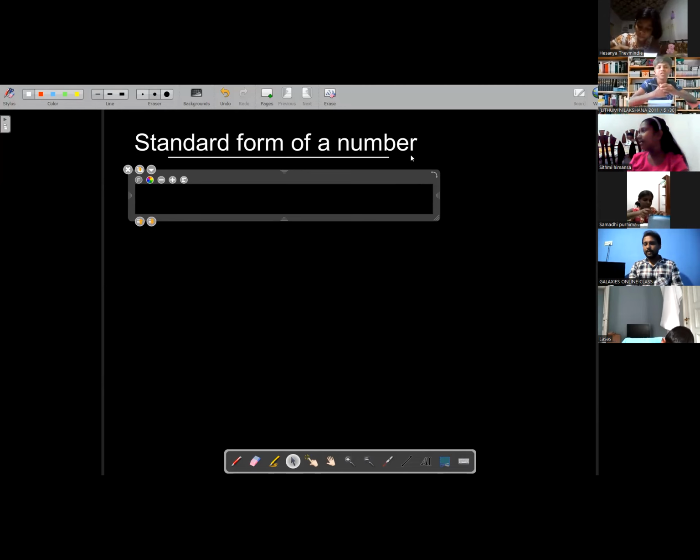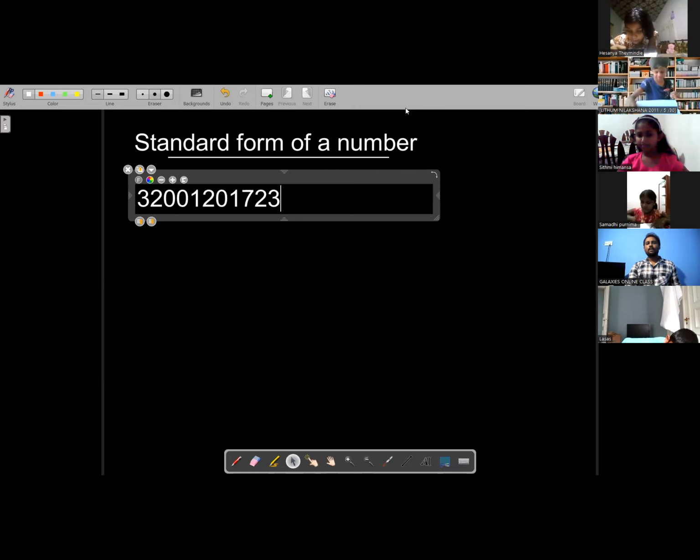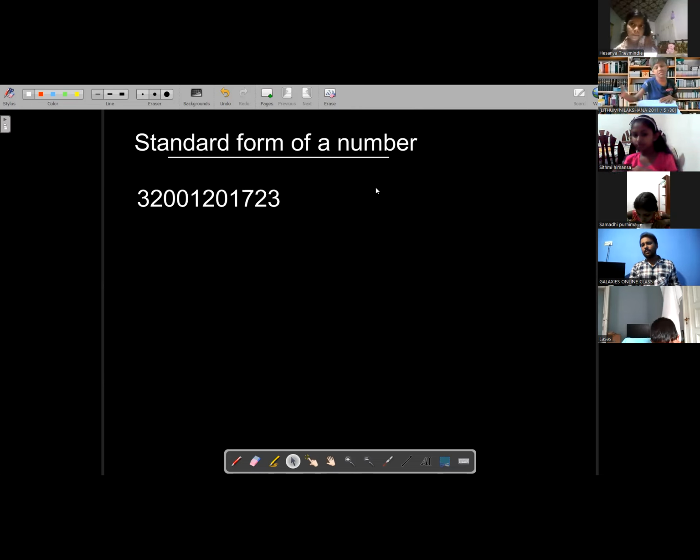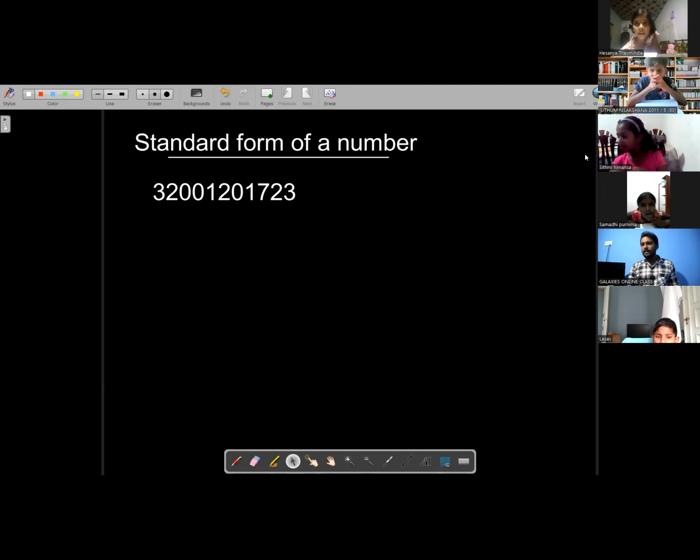Right, carefully look at the screen. Look at this number. That's the general form of the number. How many digits of this number? Hey Sanya, how many digits? Carefully count. 1, 2, 3, 4, 5, 6, 7, 8, 9, 10, 11, okay? There are 11 digits in this number.